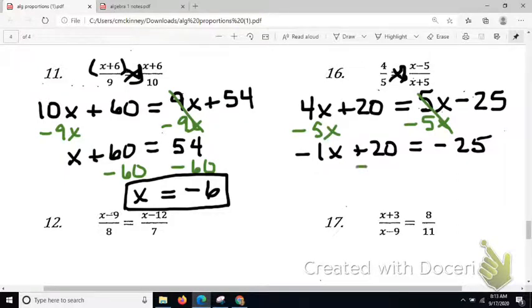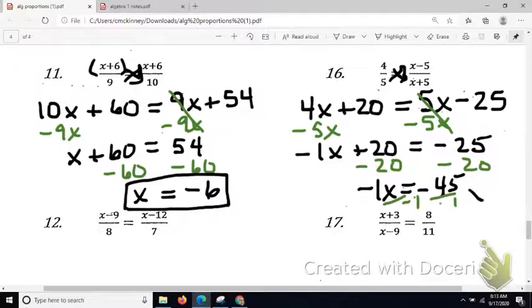Then I would subtract the 20 and get negative 1x is negative 45. And then since I chose to put mine on this side, I'm going to have another step where I have to divide by negative 1, which is just x equals positive 45. Had I subtracted the 4x first, I would have just had 1x on the right, then I would have added 25, and I would have had 45 equals x. My final answer is still the same.